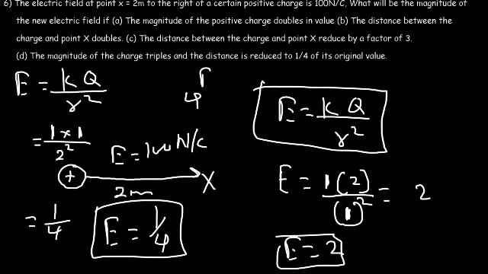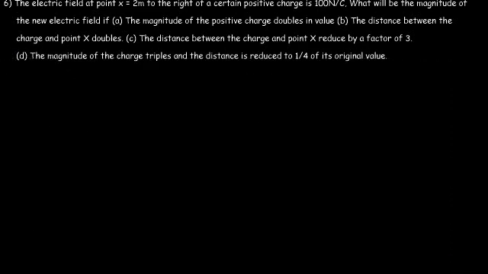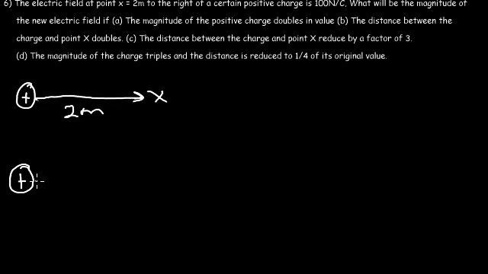Now, what about part C? For part C, we have to find the new electric field when the distance between the charge and point X reduces by a factor of 3. So this is the charge, this is point X. The distance between them is 2 meters. Now we need the new electric field when the distance becomes 2/3. So very, very small, like it reduces by a factor of 3.